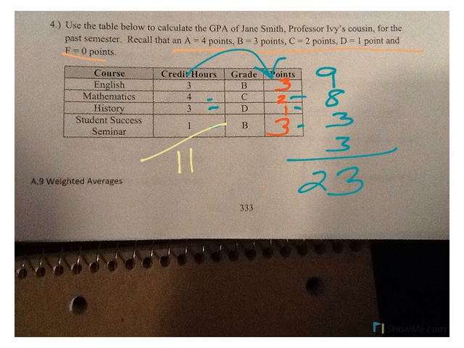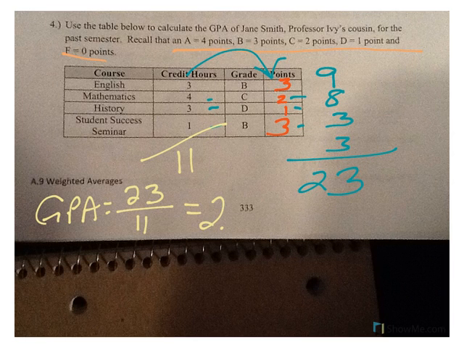3 plus 4 plus 3 plus 1 is 11. So to find your GPA, we will take your points of 23, divide by your credits of 11, and you earned a 2.09 GPA for that semester. Now, if you have more semesters involved, then you have to break it out further. But for just this semester, we're good.